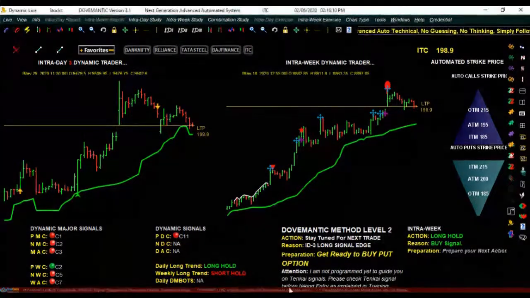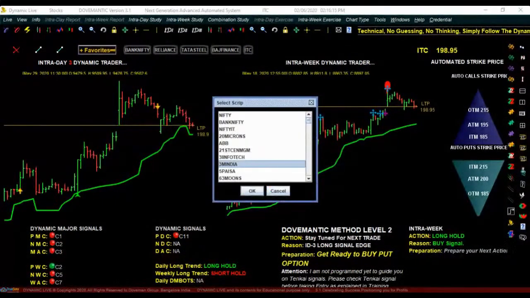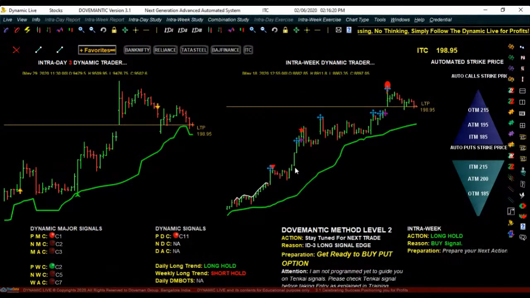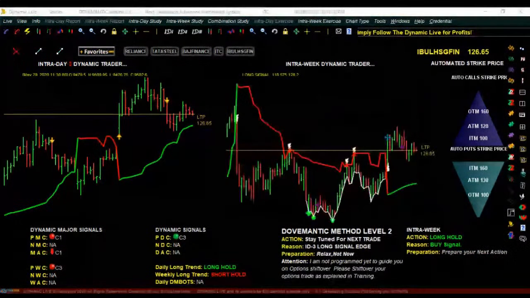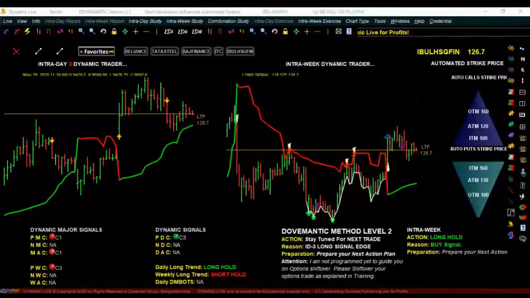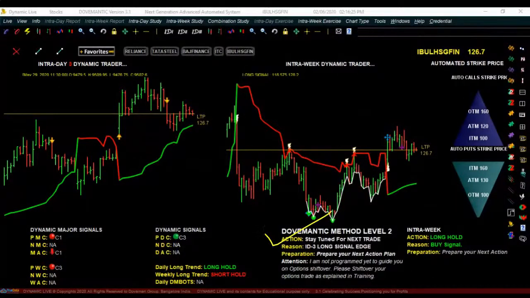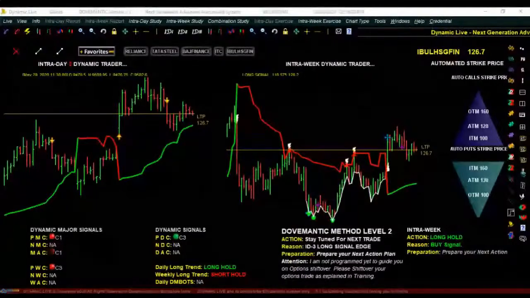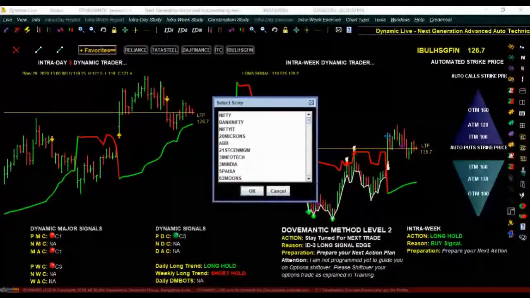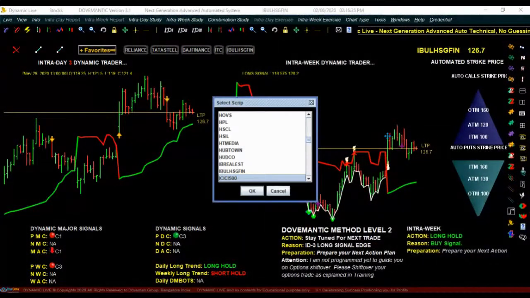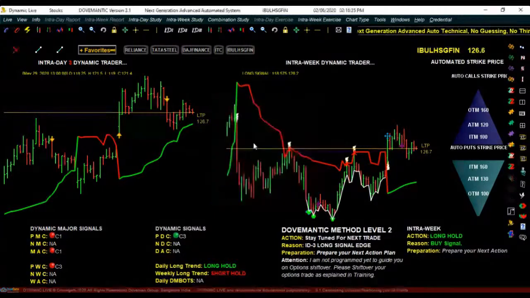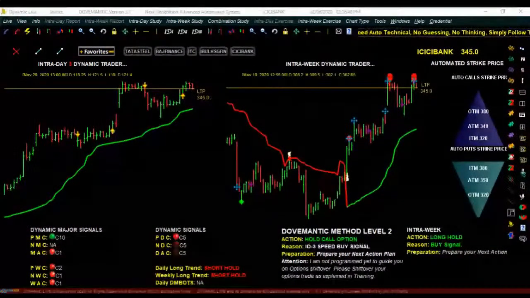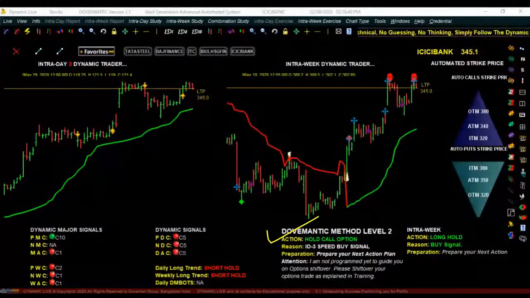And then let us check some other script. Let us go check India Bulls Housing Finance. Now when we check India Bulls Housing Finance, once again, it is saying in the action, stay tuned for the next trade. No trade as of now in this. So let's go check some other script wherein there could be some trade. Let us pick ICICI Bank.